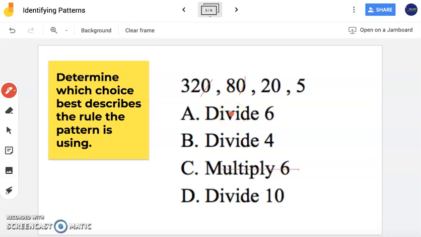So 320 divided by 80 is 4. Some of you might have recognized that, and that's excellent if you did. So that could be a potential rule.